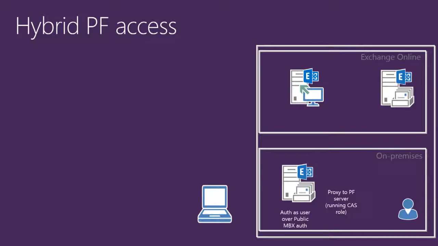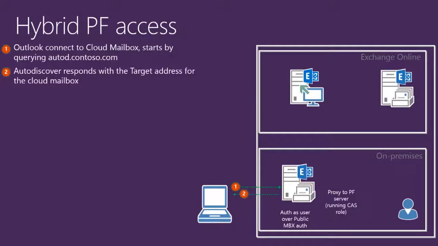So you have a cloud user. Logs into his computer, tries opening Outlook. What happens? Outlook does an auto-discover request. Goes to the primary namespace, which is still on premises, gets an auto-discover redirect to Office 365, does a new auto-discover request to Office 365, and then gets the mailbox information.